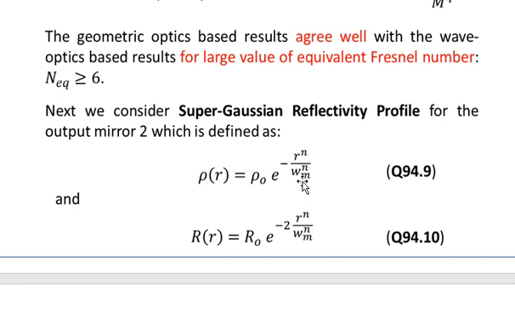You see that for the Gaussian case, we put n is equal to 2. If you put n is equal to 2 over here, you will get the same profile as the Gaussian profile. But for n greater than 2, we get a profile which is referred to as the super Gaussian reflectivity profile. Similarly, if you want to obtain the intensity profile, you need to take the square of both sides of equation number 9, and you will get the intensity reflectivity profile, which is given in equation number 10. That is, capital R as a function of r is equal to R naught multiplied by e to the power minus 2 times r to the power n over Wm to the power n.